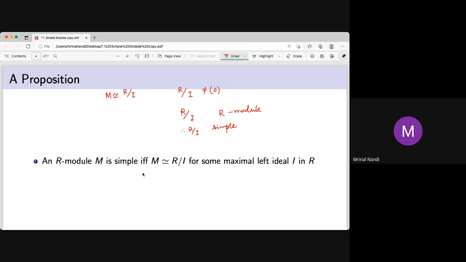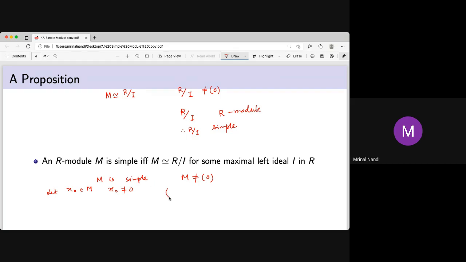Now, conversely, you have to go from left to right. So you assume that M is simple now. We assume that M is a simple R-module. Obviously, since it is simple, M is not equal to 0 and there is no other submodule between M and 0. Now take an element x0 in M, any element, and let x0 be not equal to 0.